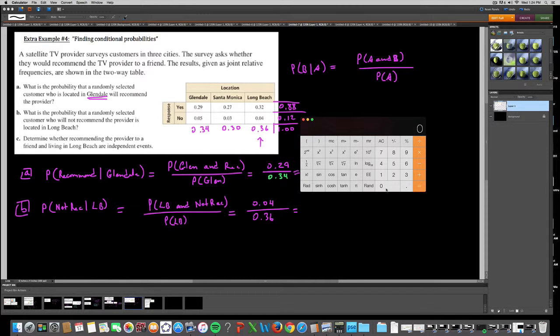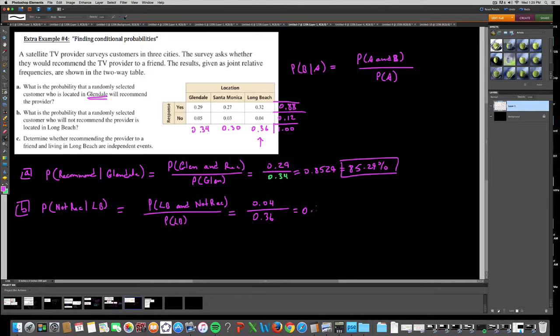No, let's try this again. 0.04 divided by 0.36. Interesting, so it's a ninth. So we get 0.1111, which is equal to 11.11%. So essentially, it's not very likely that you would say, no, don't use this if you're from Long Beach, because overall, the majority in Long Beach prefer to recommend it.